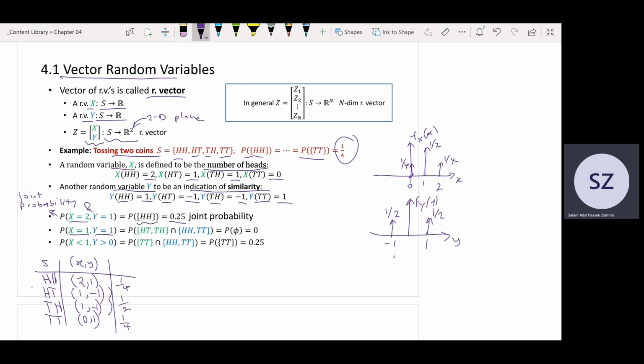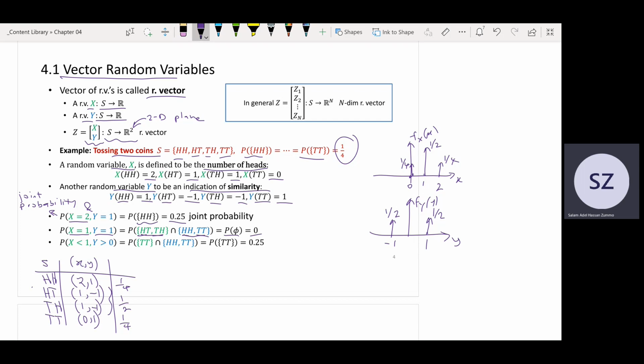Can x be 1 and at the same time they are similar? So this is the probability of head tail and tail head. The probability of x equal 1 is this. The corresponding event to x equal 1 is head tail and tail head. The corresponding event to y equal 1 is head head and tail tail. What is the intersection between them? No common outcomes, so the probability is 0. This is an impossible event. The point does not exist in the two-dimensional plane, or it has a probability of 0.